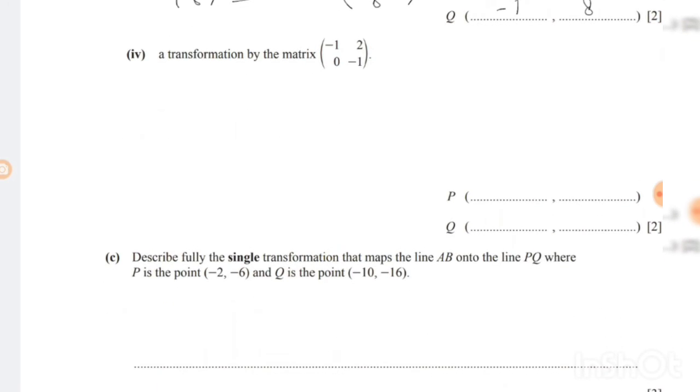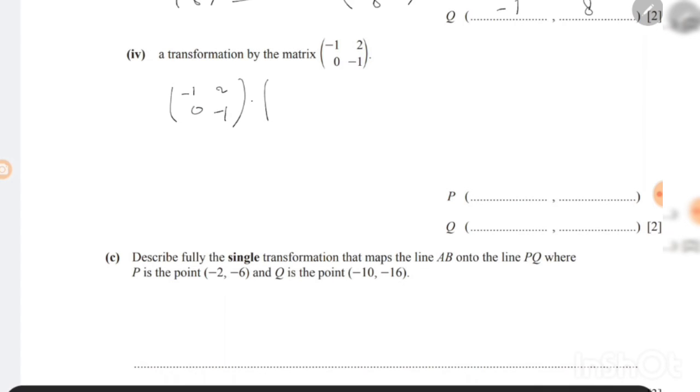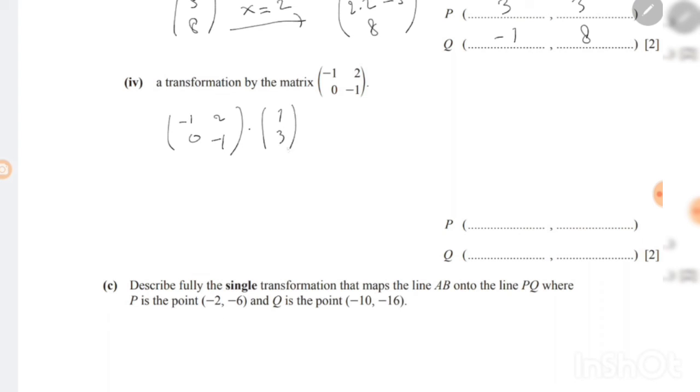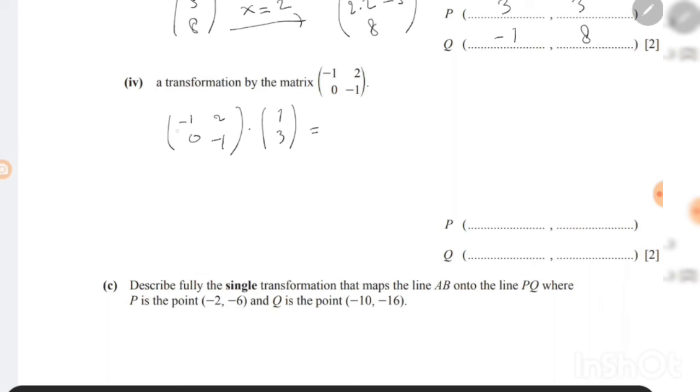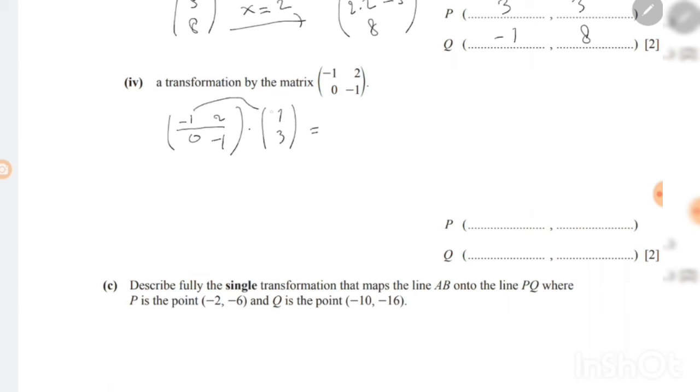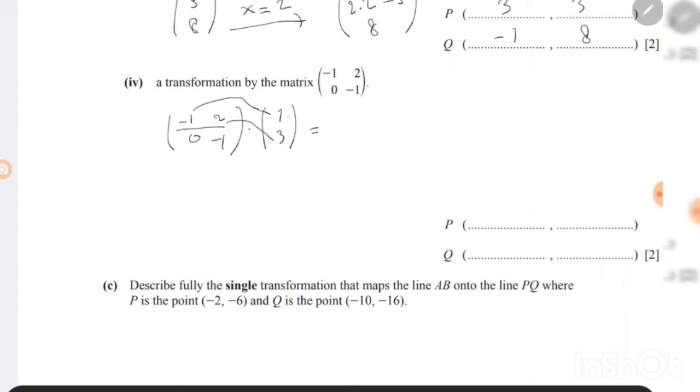Then for a transformation by the matrix, how do you do a transformation by a matrix with the point? You put the matrix first, negative 1, 2, 0, negative 1, and you multiply with the point. What is the point? 1 and 3, right? So to multiply, negative 1 times 1 plus 2 times 3.